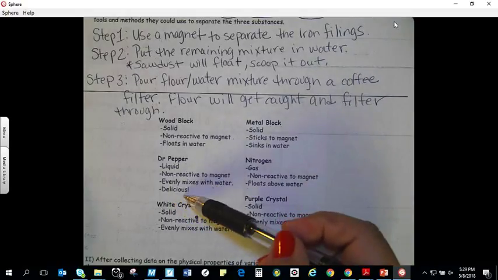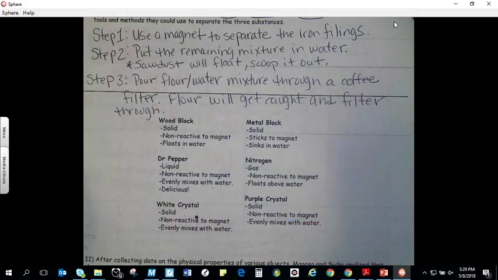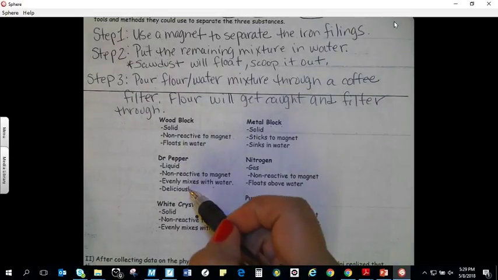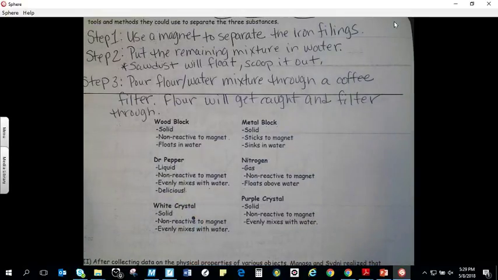And most of you, if you like Dr. Pepper, you think it's delicious. This is an opinion, not a fact. I'm not a Dr. Pepper fan, but that's okay.